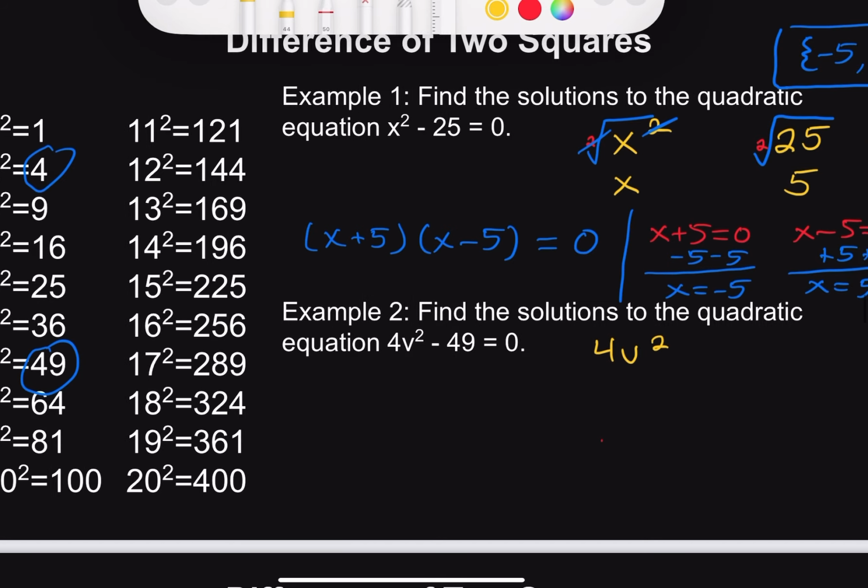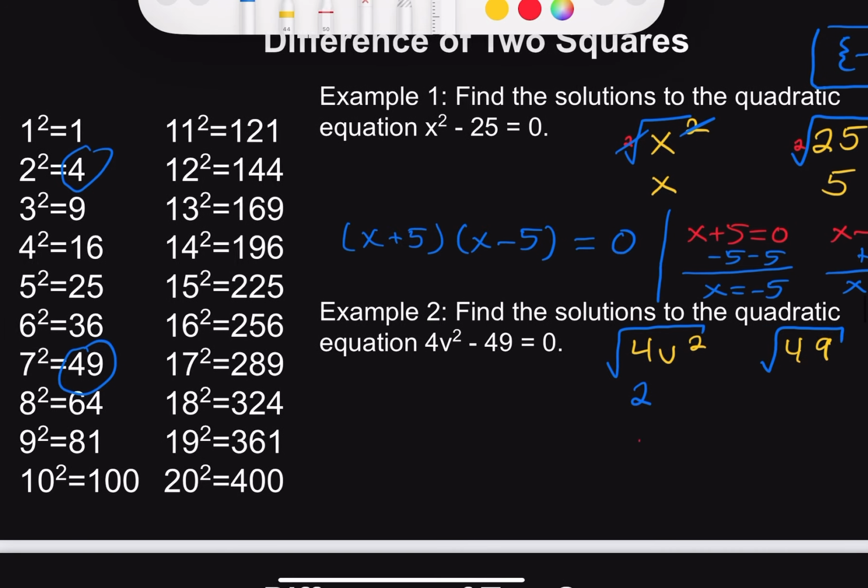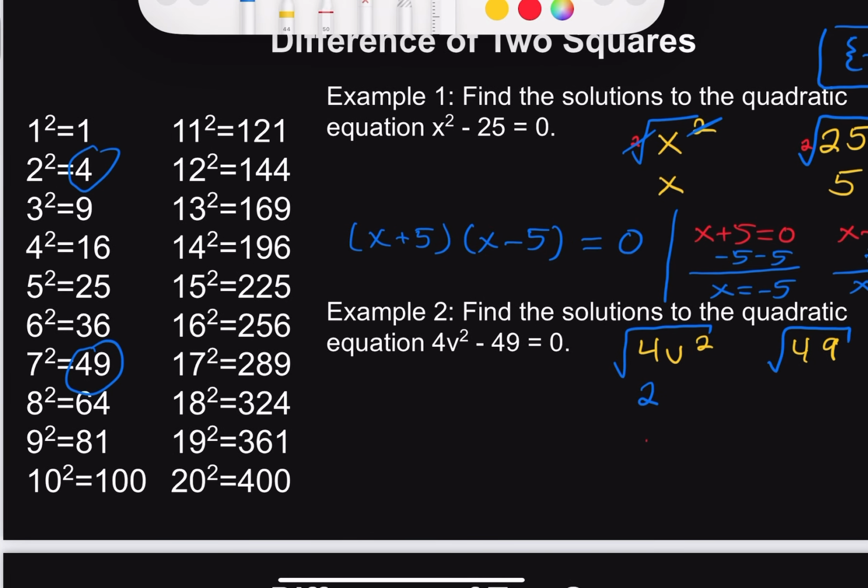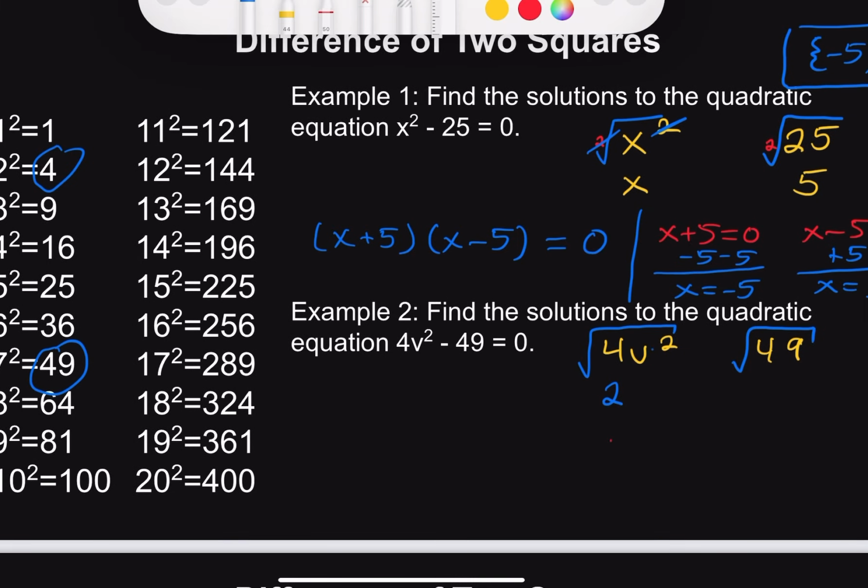So take your 4v squared, take your 49, and take the square root of both of those terms. The square root of 4 is 2. How do we know that? Because 2 to the second power is 4. Square root is going in reverse. The square root of v squared is just v. Once again, you can look at the example above when I show you how we found that.